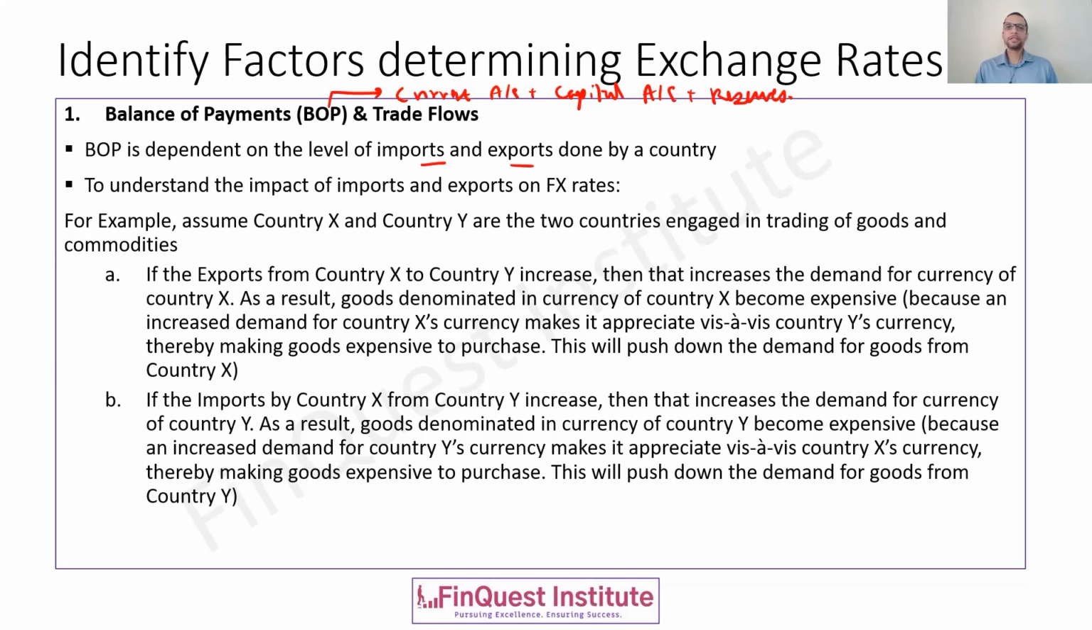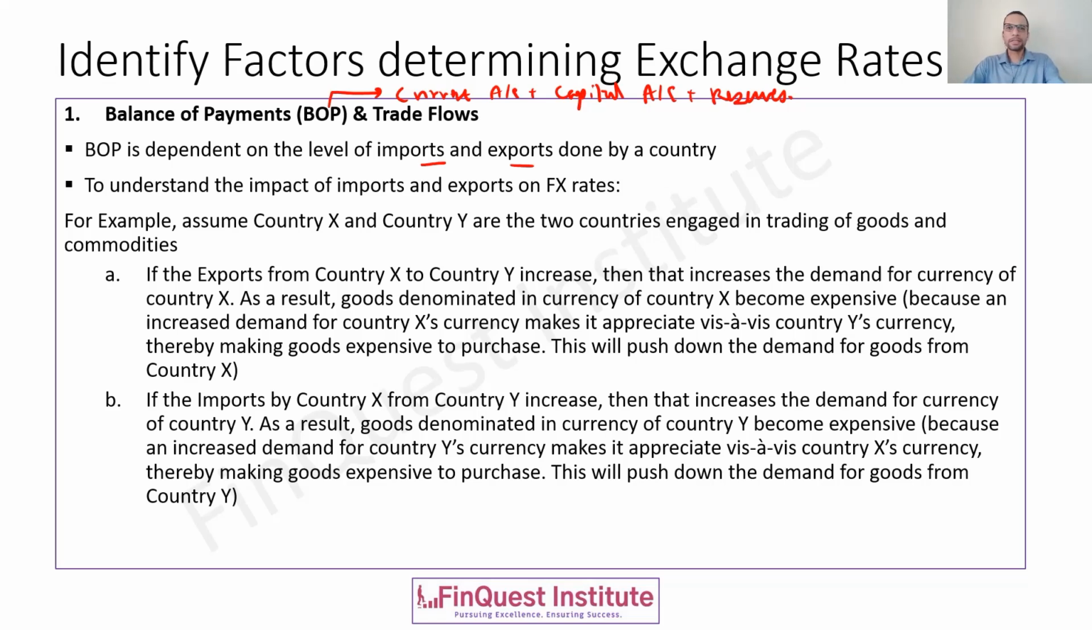Whereas India is a major importer of crude oil, because India imports most of its crude oil from abroad, as India doesn't have its own reserves. So depending on its requirement, it imports oil from abroad. Now, this has an impact on the overall balance of payment. Depending on the level of imports and exports, that will have an impact on BOP.